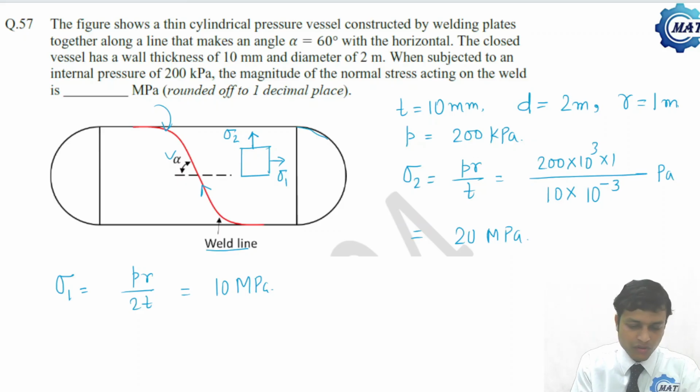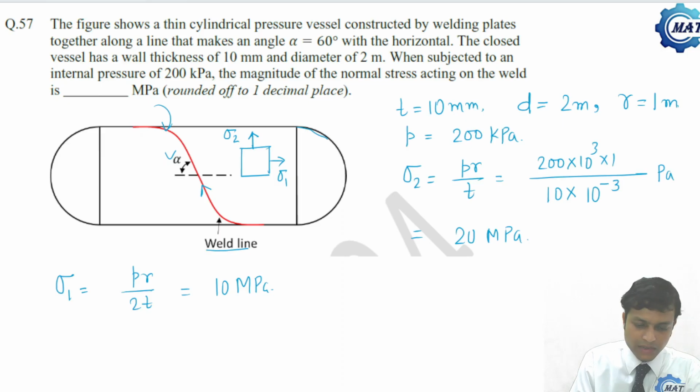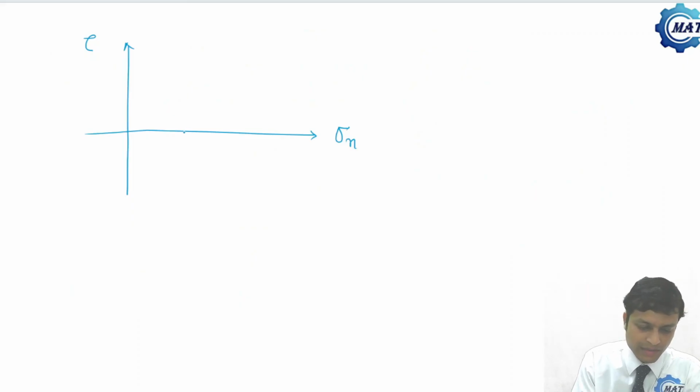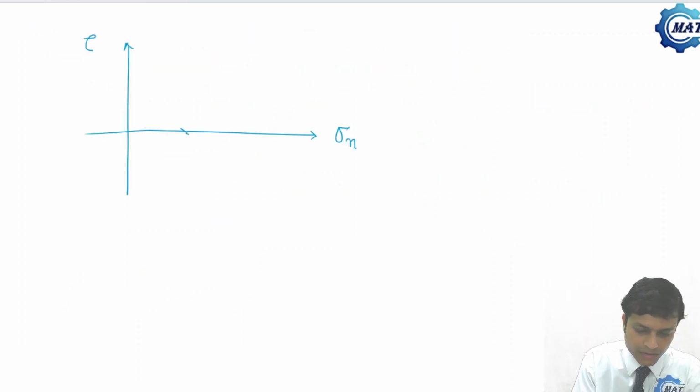Now from this we can draw the Mohr circle. If I draw the Mohr circle, then this is the sigma normal stress axis, and this is the shear stress axis. Now sigma 1 here is nothing but sigma xx. So this is the sigma xx direction, and this is the sigma yy direction. So yy is sigma 2. Now let us first put sigma xx, that is sigma 1, which is 10 MPa. So here let us mark it: sigma xx is 10, and somewhere here sigma yy is 20.